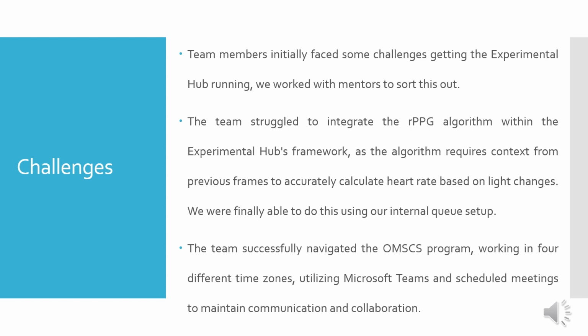Moving on to the challenges section, team members initially faced some challenges getting the Experimental Hub running. We worked with mentors to sort this out. The team struggled to integrate the rPPG algorithm within the Experimental Hub's framework due to algorithm constraints. We were finally able to do this using our internal queue setup. The team successfully navigated the OMSCS program working in 4 different time zones, utilizing Microsoft Teams and scheduled meetings to maintain communication and collaboration.